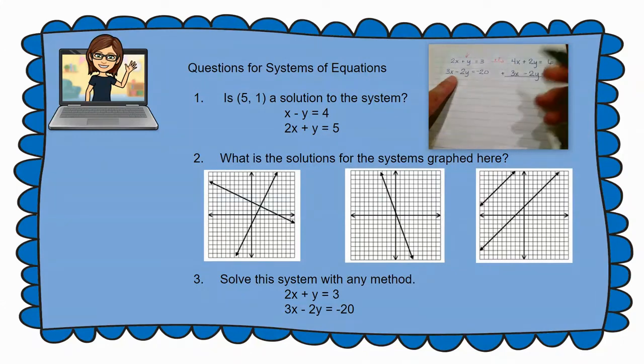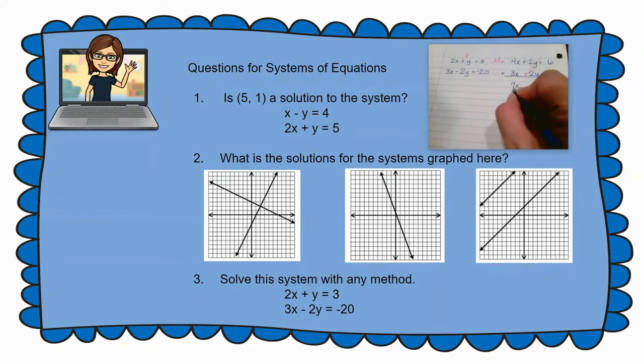4x plus 3x gives me 7x. My plus 2y minus 2y cancel out. And my 6 plus negative 20 gives me negative 14. And now I have this equation, 7x equals negative 14. So I can divide both sides by 7. And now I see that x equals negative 2. That's a really good thing because that's one of my solutions. However, it's not the entire solution.